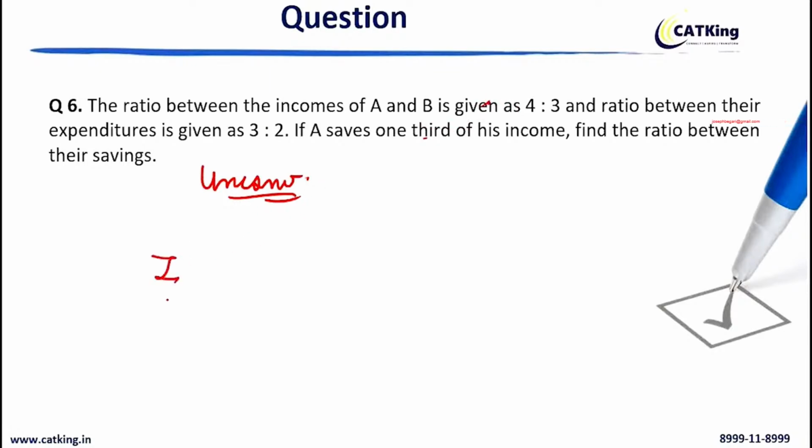Make a table. Income, expenditure, savings. A, B. Right? Let this be 3x, let this be 4x, let it be 3x. This is fine, right? Okay. Now it is given that A saves 1/3 of his income.